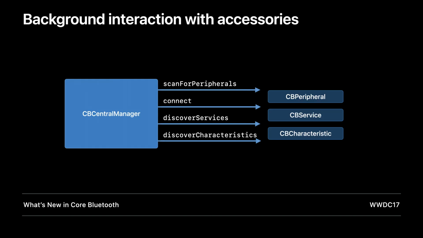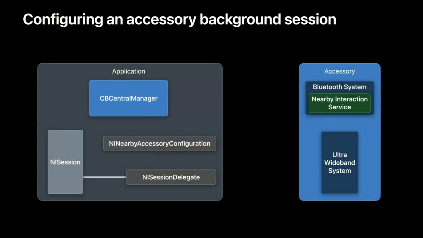Taking advantage of the powerful background operations from core Bluetooth to efficiently discover the accessory and run your application in the background, your application can start an NI session with a Bluetooth LE accessory that also supports Ultra Wideband in the background. Let's look now at how the sequence diagram updates to reflect this new mode. To interact with this accessory, first, ensure that it is Bluetooth LE paired. Then, connect to the accessory.